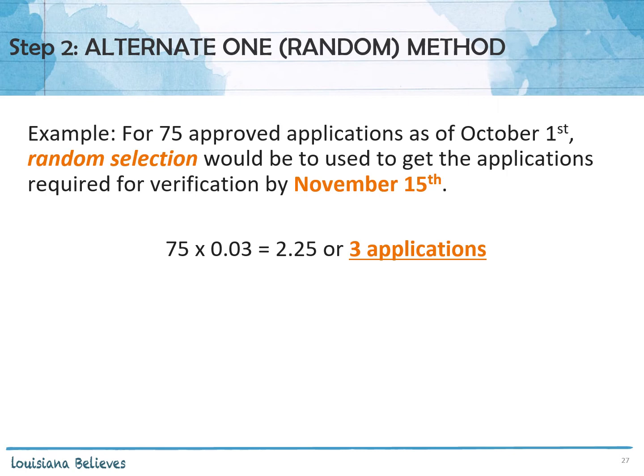For 75 approved applications as of October 1st, random selection would be used to get the applications required for verification by November 15th. The math used to get this number is 75 applications times 3%, which is equal to 2.25 applications. We round up to the nearest whole number, so we will verify 3 applications. Please be reminded that you will round up to the nearest whole number. Also note that these applications are randomly selected without regard to error-prone status.